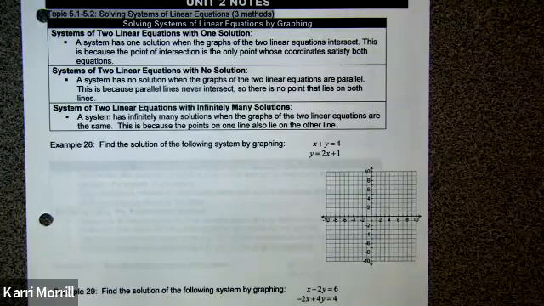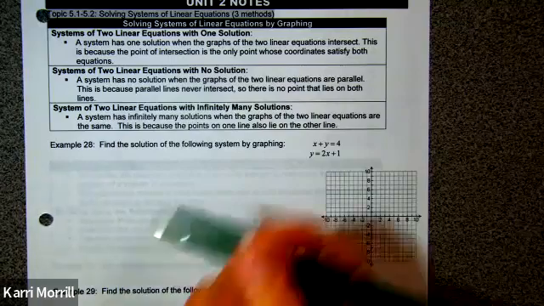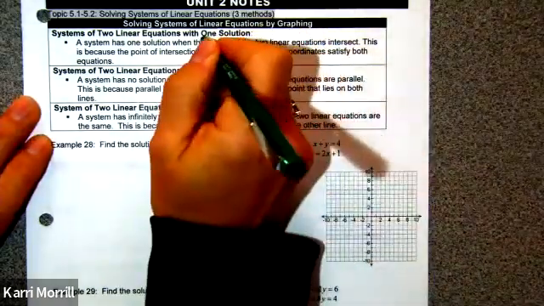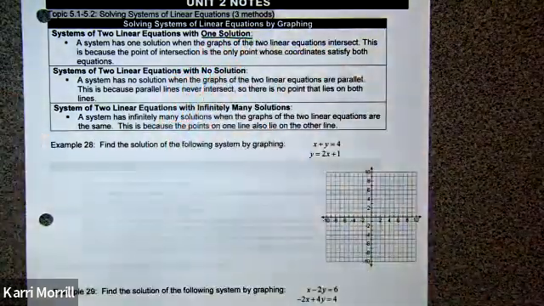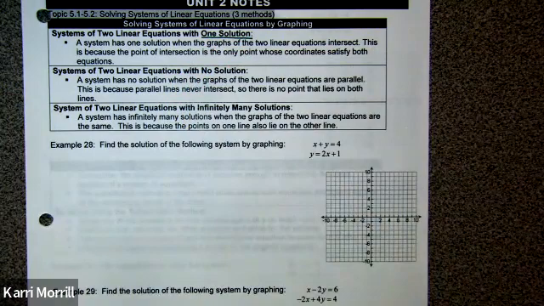When the two lines intersect at a point, they're said to have one solution. That means they share one ordered pair. Algebraically, what that means is if you plug the x value of that ordered pair and the y value into either equation, it'll satisfy both of them.